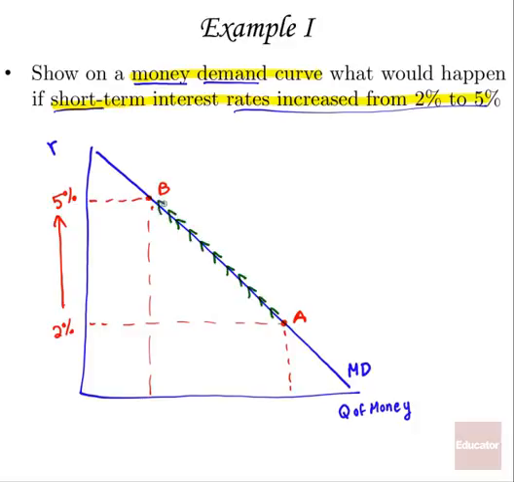Because what happened to the opportunity cost of holding on to money? Opportunity cost is now increased, right? So if there's an increase in the opportunity cost of holding on to money, let's use hypothetical numbers here. Instead of $5 million in circulation, now it's going to drop to like $2 million. So the opportunity cost of money increases from 2 to 5%, and the quantity demanded of money is going to decrease. Conversely, if interest rates are lowered, you're going to see an increase in the quantity demanded for money.